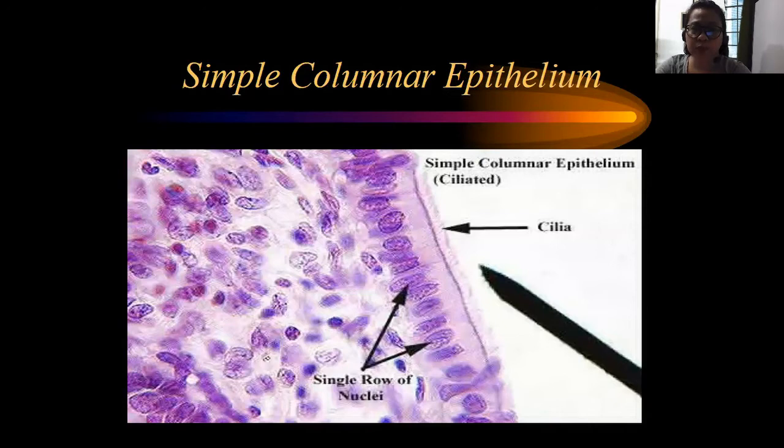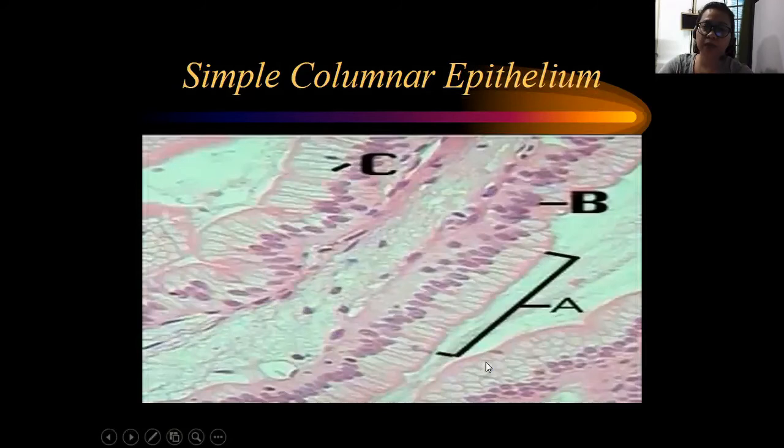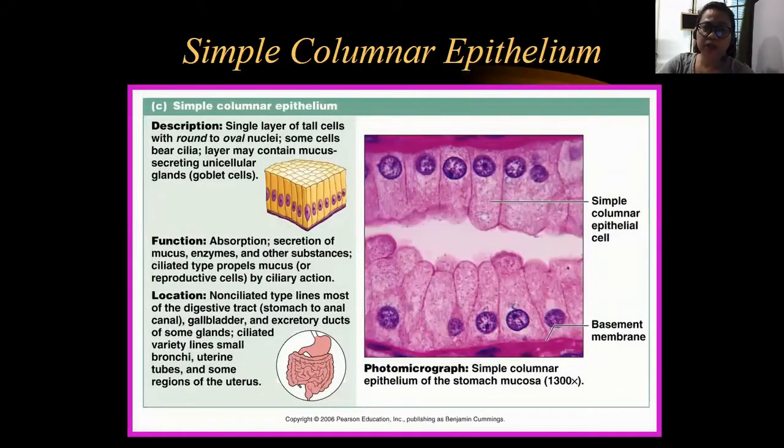These are also the ciliated type, with a single row of nuclei. These are a single layer of tall cells, as I mentioned earlier, but this one has round to oval nuclei. Some cells bear cilia. The layers may contain mucus-secreting unicellular glands, or goblet cells. These lie on the basement membrane, and their function is absorption and secretion of mucus, enzymes, and other substances.